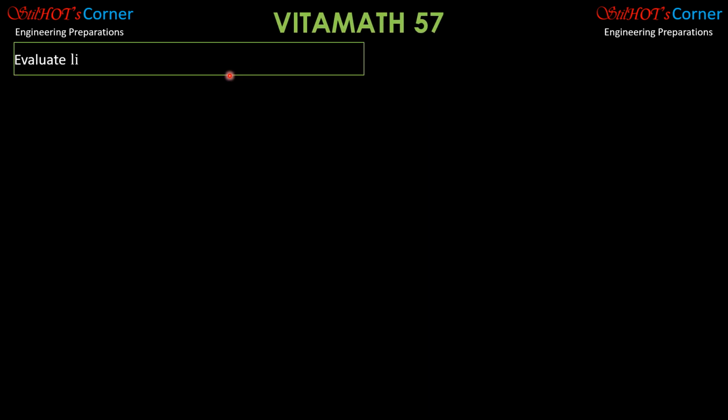Here is Vitamath 57. This is about calculus. Evaluate the limit of the cube root of x minus 1 over the square root of x minus 1 as x approaches 1. This is an indeterminate case because when x approaches 1, the numerator approaches 0 and the denominator approaches 0. So I will present three approaches, three methods here so that you will have your own way in evaluating limits, especially of these indeterminate forms.